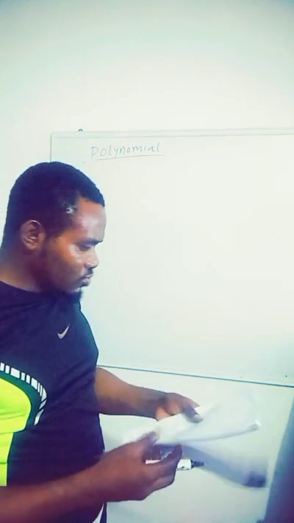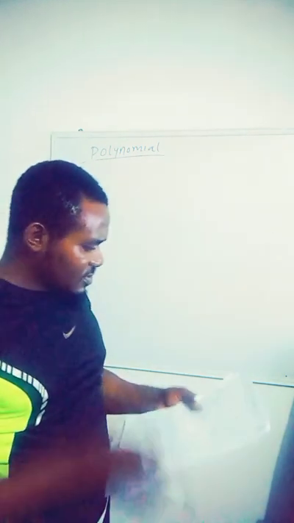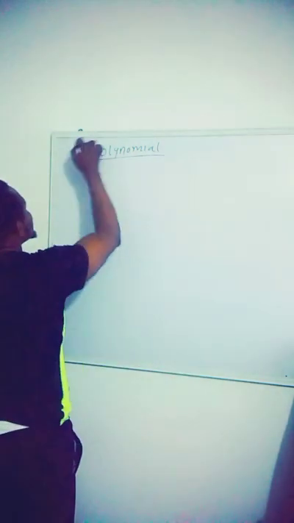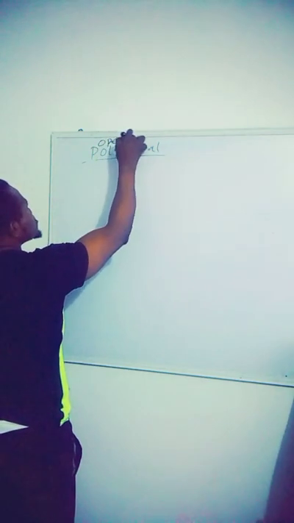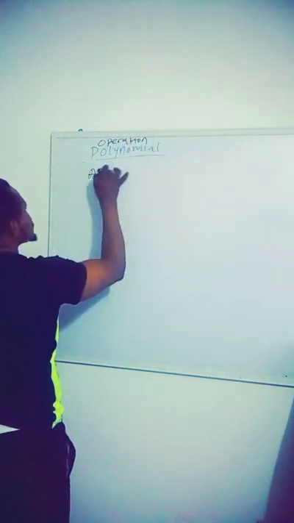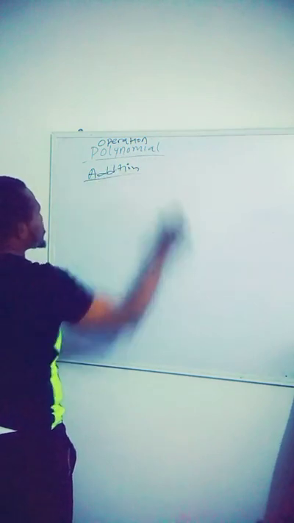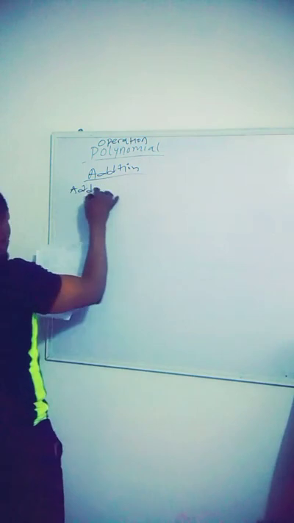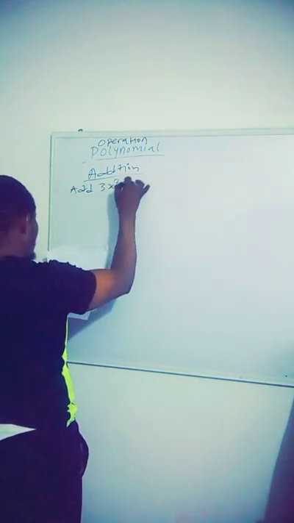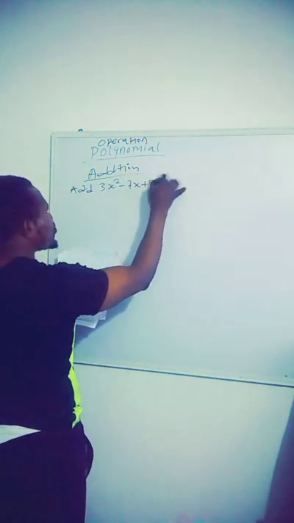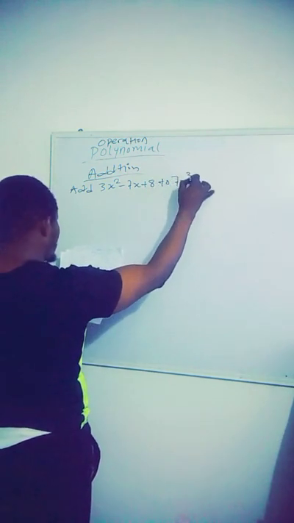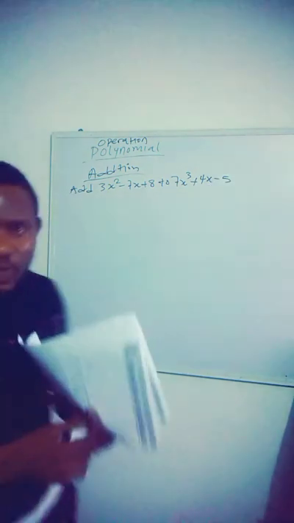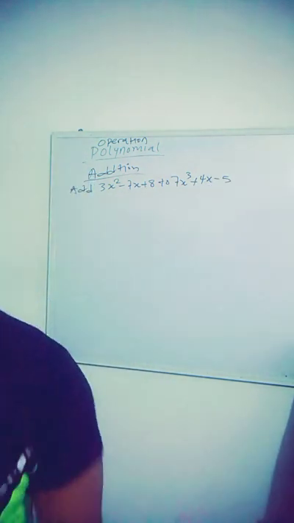Now I just put some things down. So we have operation on polynomial. Operation of polynomial. We have addition. So we are going to do that. Addition of polynomial. So this is a question. The question says add 3x squared minus 7x plus 8 to 7x cubed plus 4x minus 5. So that is the question. We should add this polynomial. We are under addition of polynomial now.